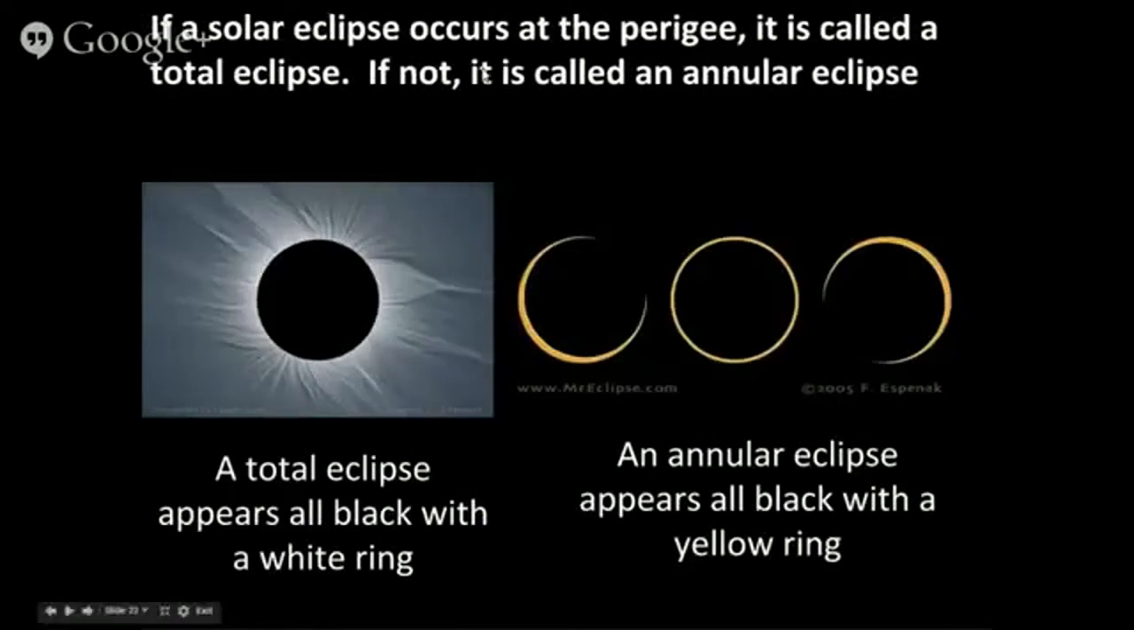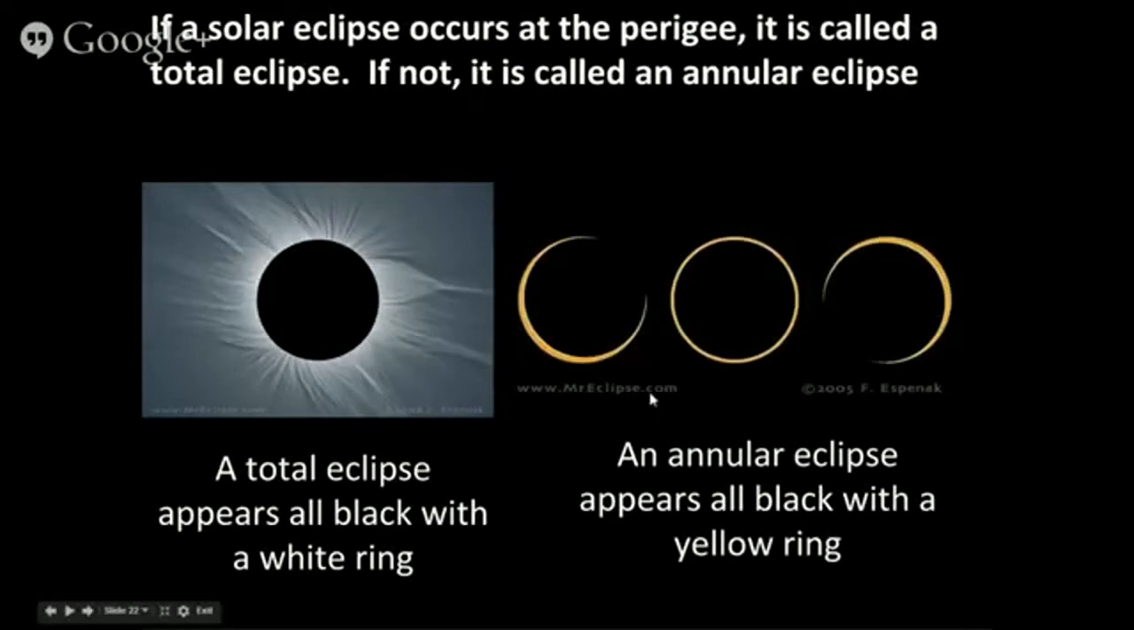So if a solar eclipse occurs when the moon is at its closest point, or the perigee, it's called a total eclipse. Because remember, now the moon is closer, meaning it appears larger to us, and it can block out the sun entirely. So we call it a total eclipse, because the moon is able to totally block out the sun because it's closer during its perigee.